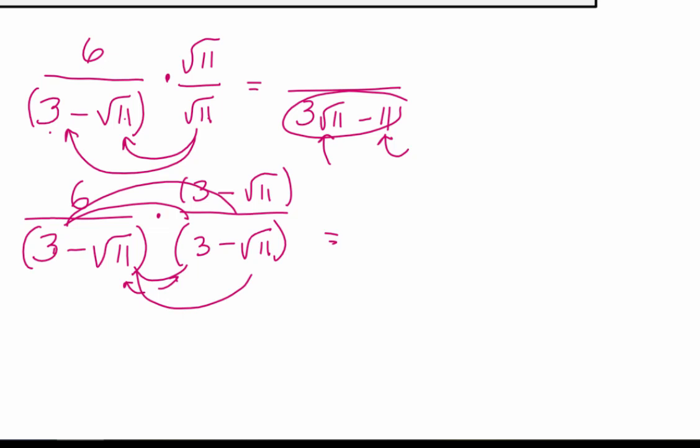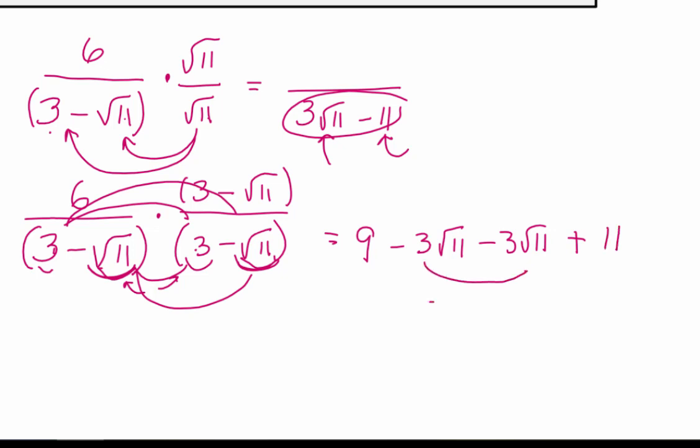3 times 3 would be 9. Then 3 times negative square root of 11 is negative 3 square root of 11. And then the insides, a negative square root of 11 times the 3, is another negative 3 square root of 11. And then with our last, the negative square root of 11 times the negative square root of 11 is a positive square root of 121, or 11. So look what happens here. We still have a middle term, a negative 6 square root of 11. And the 9 and the 11 are like terms, so I can write 20 minus 6 square root of 11.